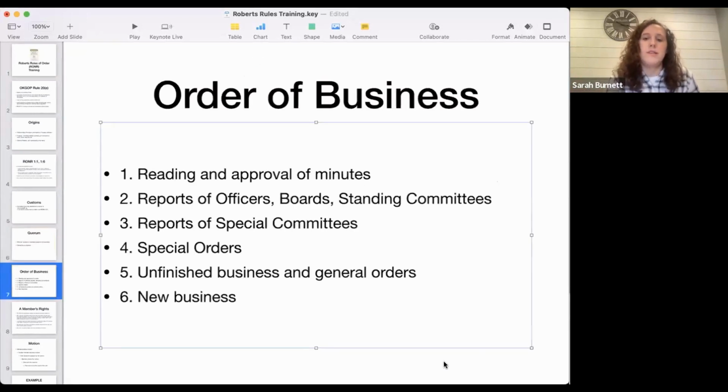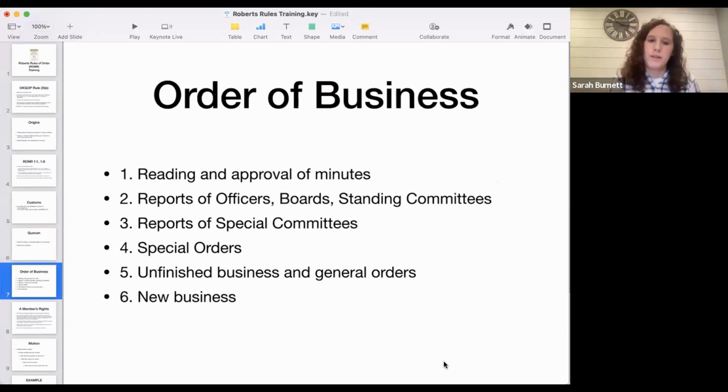In Robert's Rules, there is a standard order of business. I wanted to bring this up because the OKGOP does not have an order of business in our bylaws, and so we go back to Robert's Rules of Order. This is standard, used in many societies. It would be the reading and approval of minutes, the reports of officers, boards, and standing committees, the reports of special or ad hoc committees, special orders, unfinished business and general orders, and new business. I'm not going to define all of those, but it's really important to know that they all exist.